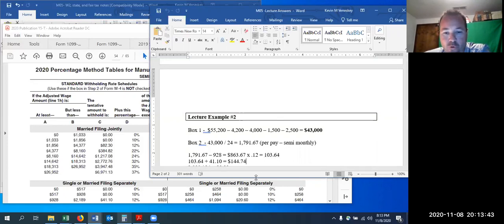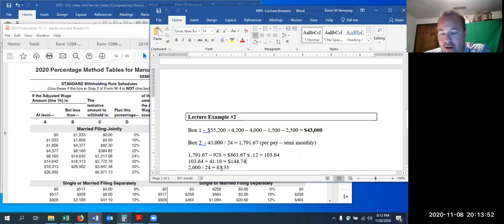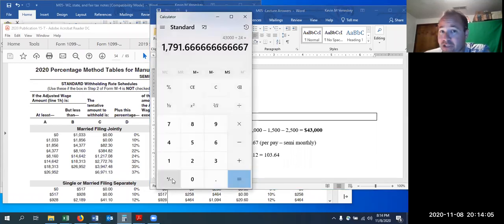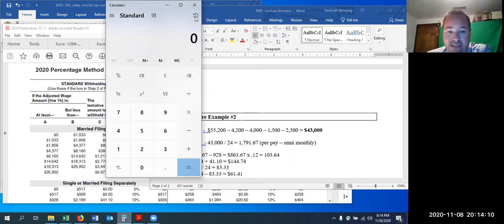But I'm not quite done, because I need to then take the 2,000 from step 3, divide that equally among 24 pays, and then take that $83 and subtract it from the 144. That is actually how much is taken out per paycheck, $61.41. Now I don't want to put that in box 2, that's per paycheck. That's way too low. I've got to take the 61.41 and multiply that by 24 pays.